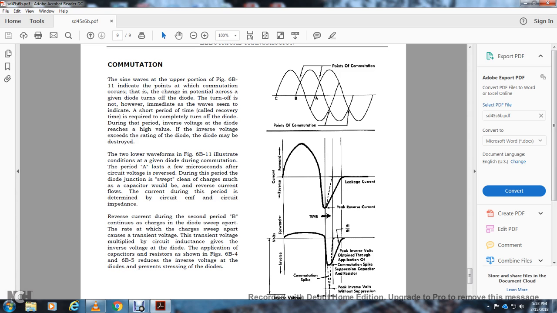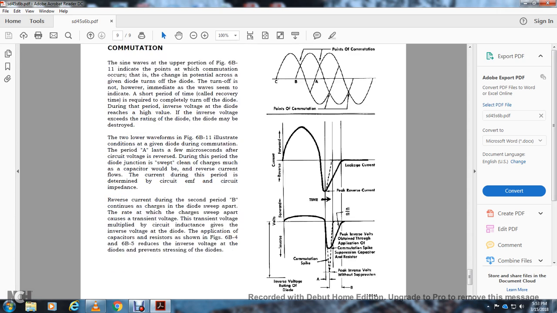Alright, reverse current during the second period continues until the diode charge is swept apart. With the rate of the switch, the transient voltage will multiply with the circuit inductance and give a high inverse voltage at the diode. The application of a capacitor and resistor, as shown in figures 6B4 and 6B5, reduces the inverse voltage at the diodes to prevent stressing of the diodes.